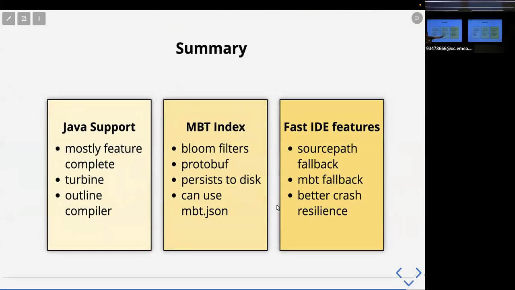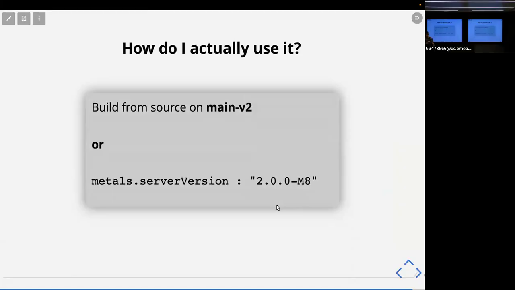So that's the summary. As I said, those three main things, the Java support, MBT index, and fast IDE features are the selling points and the changes in Metals 2. And if you want to use it, you can build it from source if you're keen to do so, but you can also change the Metals server version to 2.0.0-M8. The M8 version was released today, because I realized something I wanted to show wasn't working, but it's not working.